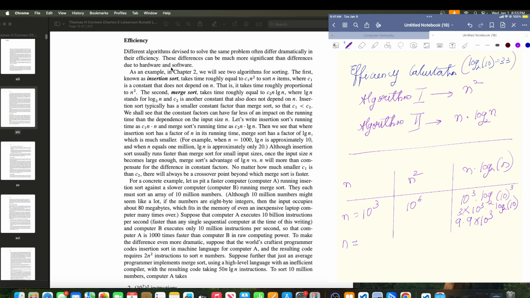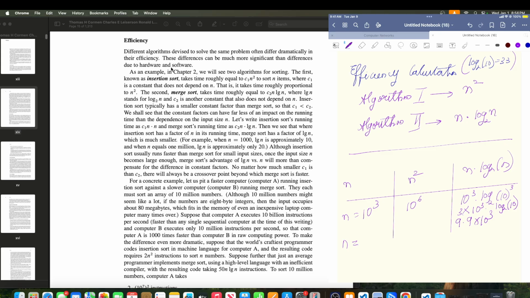Now, no matter how much smaller C1 is, although insertion sort is usually faster than merge sort for small input sizes, once the input size becomes sufficiently large, merge sort's advantage of log n versus n will more than compensate for the difference in constant factors. So no matter how much smaller C1 is than C2, there will always be a crossover point beyond which merge sort will be faster.